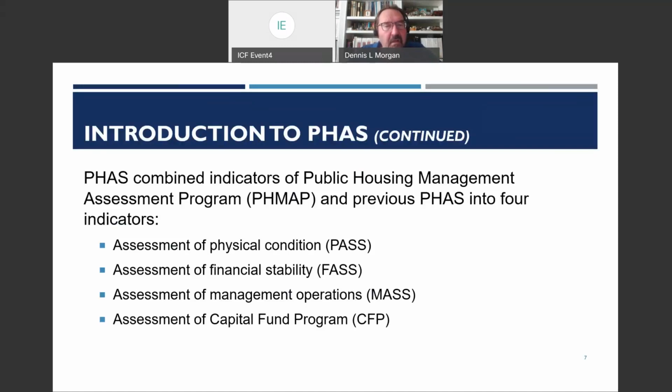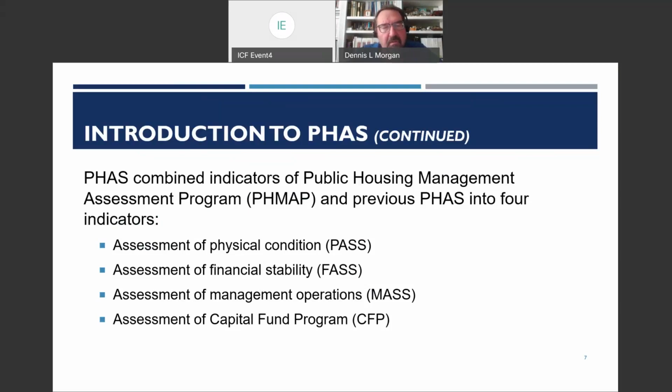So it took these other indicators that were under the world of PHMAP, which was a public housing management assessment program, and it moved these through two iterations. One was the initial iteration, and then we've gone through what's called an interim iteration that we're under right now, and taking these indicators and now moving them over to a platform called PHAS, which stands for the Public Housing Assessment System. It also looks at your financials, better known as FASS, looks at your management operations, MASS, and then looks at your cap fund program as well.